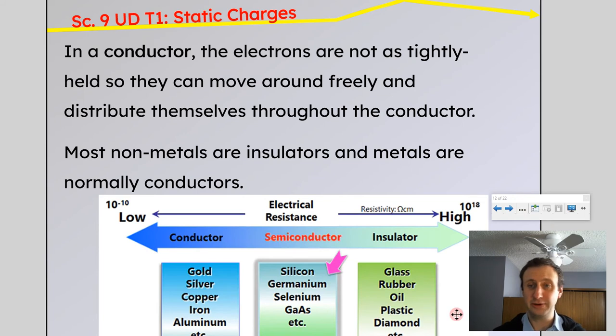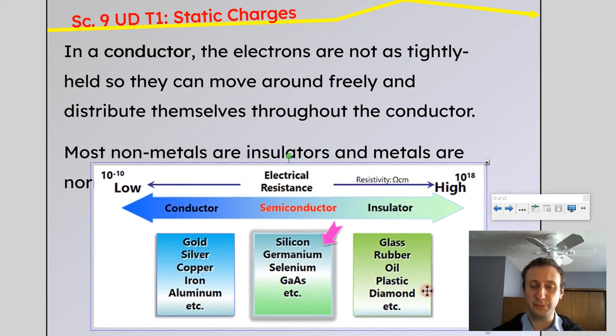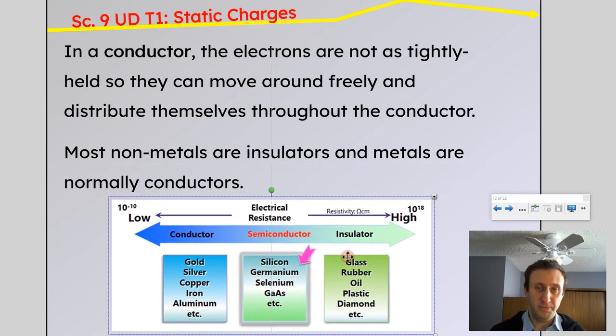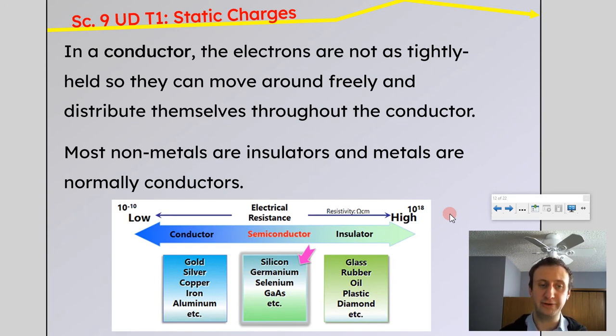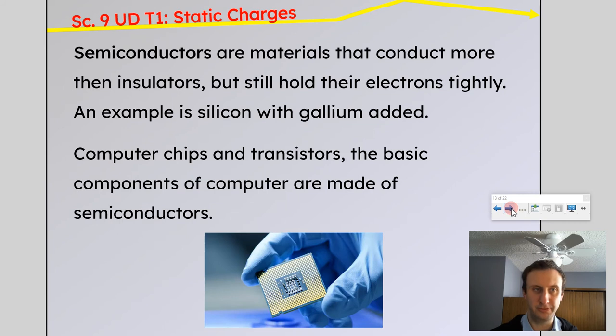In a conductor, the electrons are not tightly held at all. They are more able to move around from place to place. So they can move freely and distribute themselves throughout the conductor however they need. Most non-metals are insulators and metals are normally conductors. So some great examples of conductors: gold, silver, copper, iron, aluminum, all metals, yes? Well, insulators: glass, rubber, oil, plastic, diamond. These are all like molecular compounds that we're looking at here. They're things made out of non-metal elements. Well, these are pure metal elements right here. Okay, and then these are compounds all made of non-metal elements, except for diamond. Diamond is an allotrope of carbon. But conductors allow the electrons to move freely.